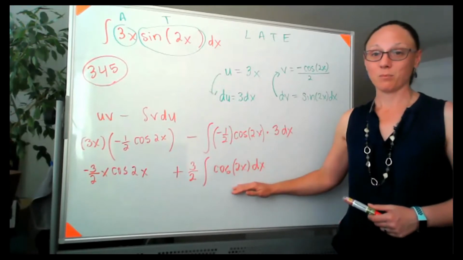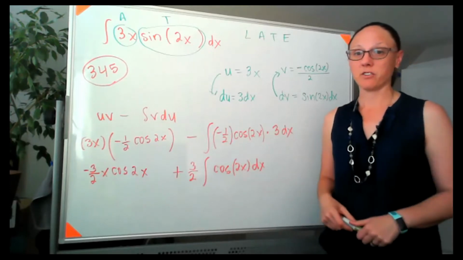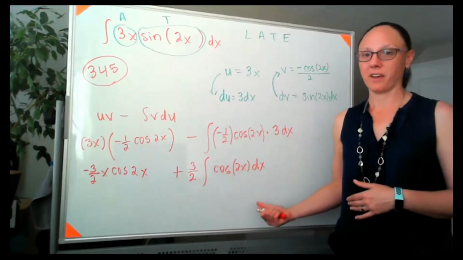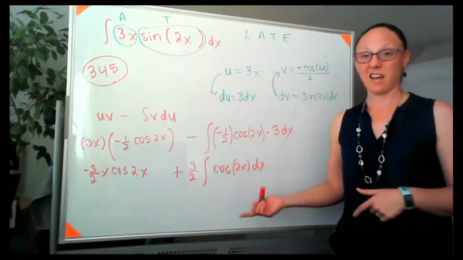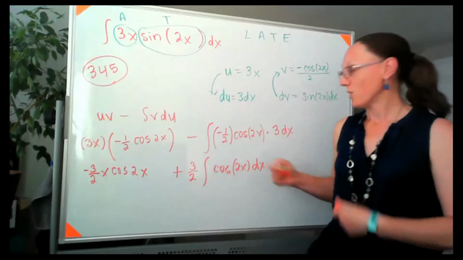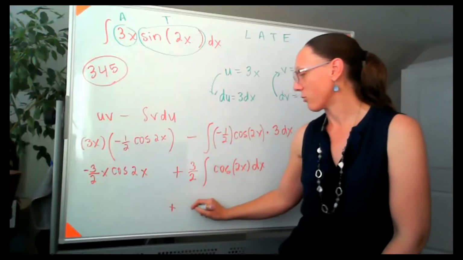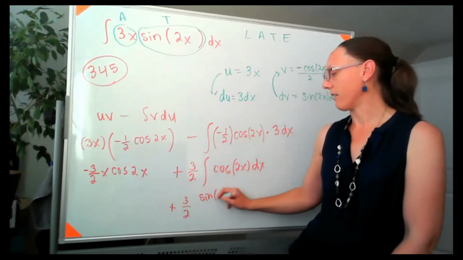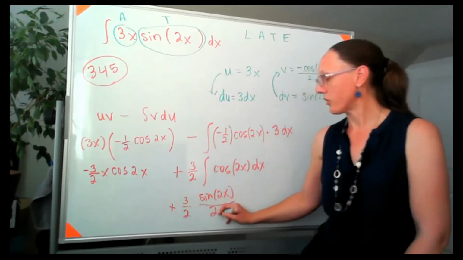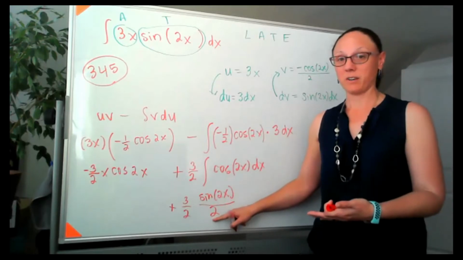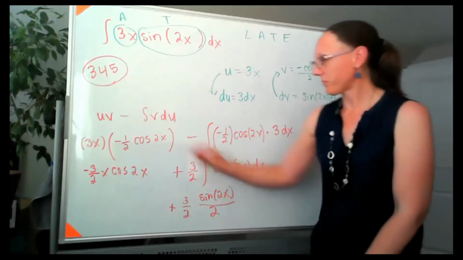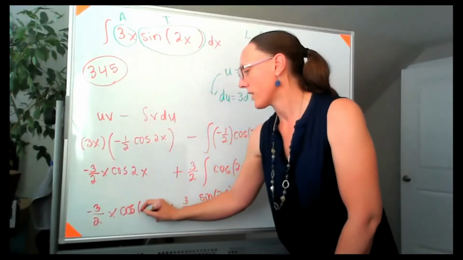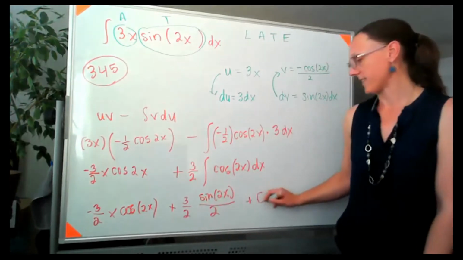Now that I'm on this step, thinking about that cosine of 2x and going, whose derivative is equal to cosine of something? Well, the derivative of sine is cosine. So when I get that antiderivative, we'll have that 3/2. This will turn into sine of 2x over 2. And again, I'm undoing that chain rule piece. We still have the negative 3/2 x cosine 2x out in front and plus a constant.